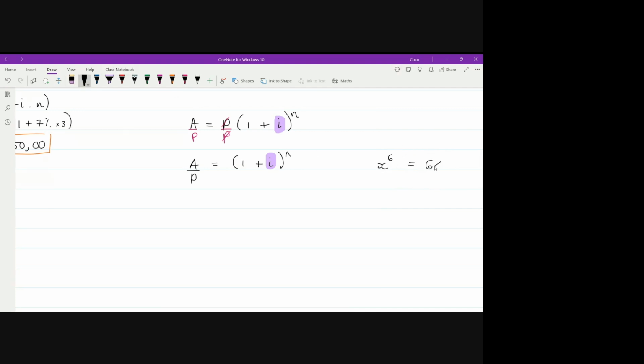to 64. How do I get rid of the power of 6? Sixth root. Exactly. I would take the sixth root on each side, and then again, x would equal 2. All right. So I know that if I want to get rid of something to its power, I just need to take the it root.